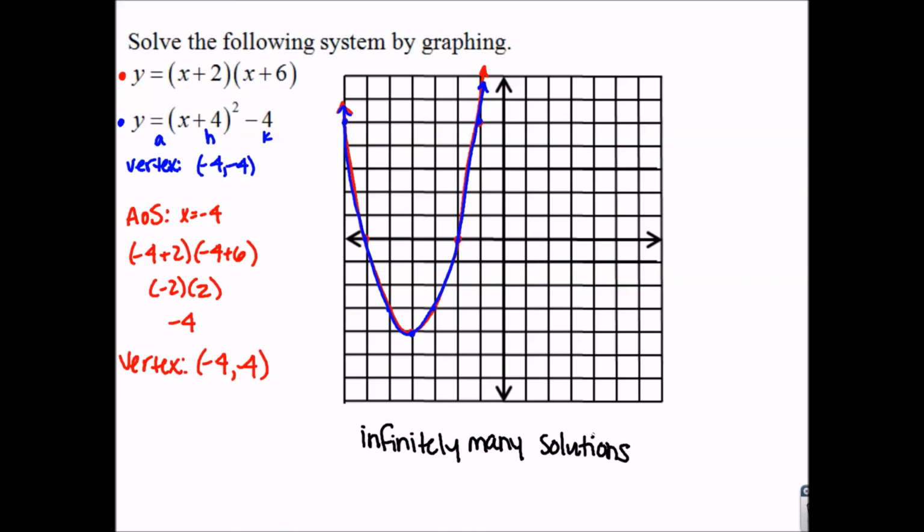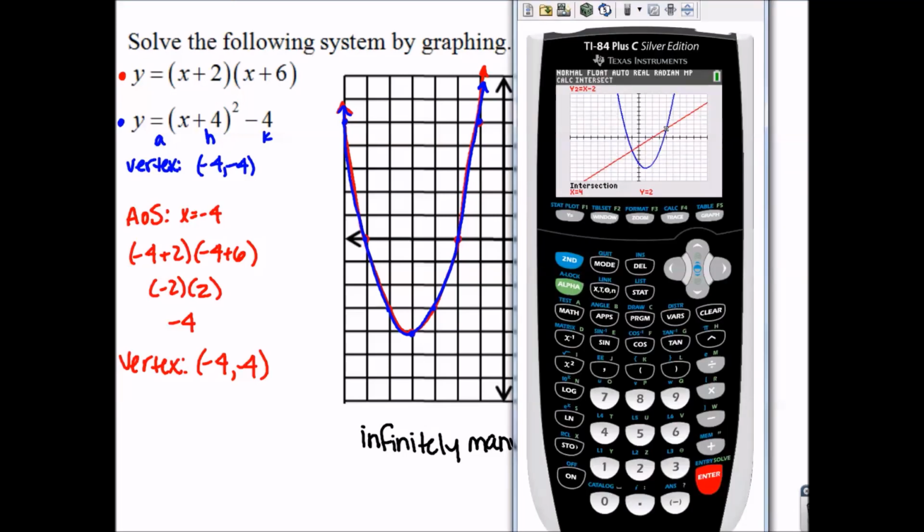And again, we can check this on our calculator. If you go back to y equals, delete the previous equations, and type in these two. So we have x plus 2 and x plus 6. Then our second equation is x plus 4 squared minus 4, and graph. So we have our first graph, and then our second graph is the exact same line. So yes, we do have infinitely many solutions for this example.